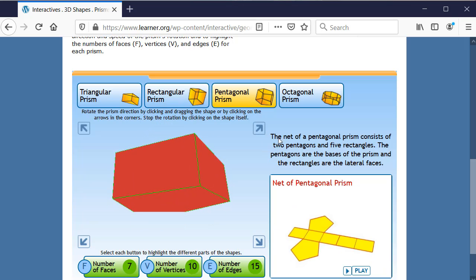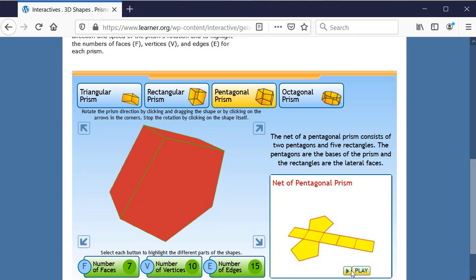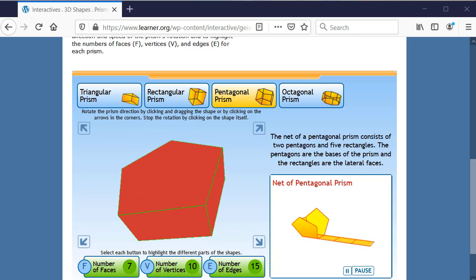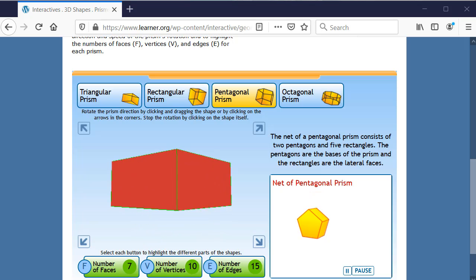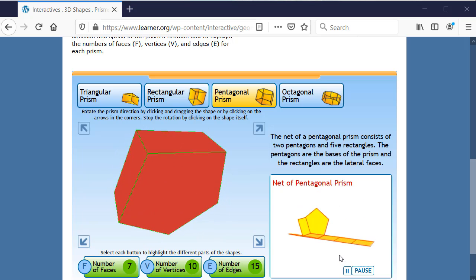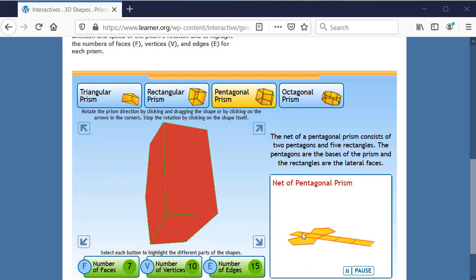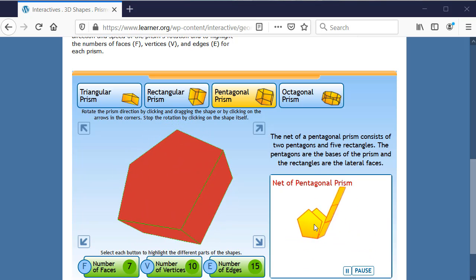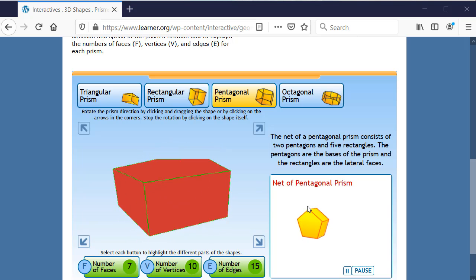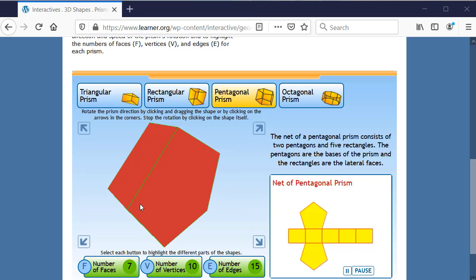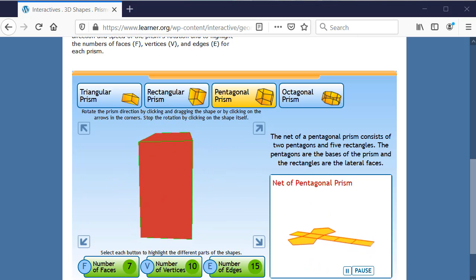They also have pentagonal prisms. So it looks like this, and it shows how the two pentagonal sides fold up, as well as the very top rectangle, and then the rest go around. And this is what it'll look like spinning three-dimensionally.